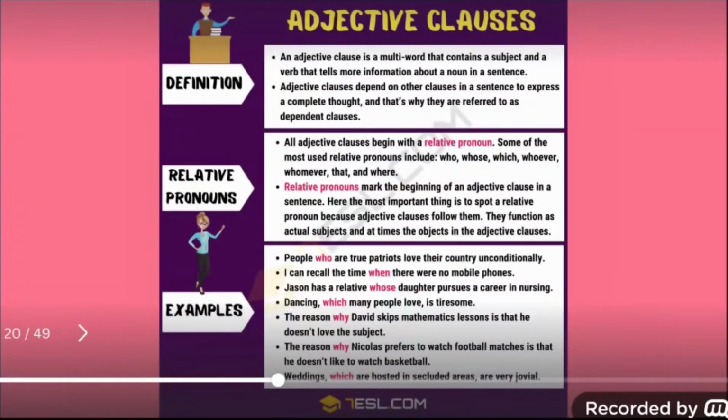This is again another slide which is taken from the Google regarding adjective clauses. So here we can find the definition of an adjective clause and the different types of relative pronouns used to begin a dependent or an adjective clause and the examples for adjective clauses. Again, adjective clause is a dependent clause which describes the noun in the main clause.